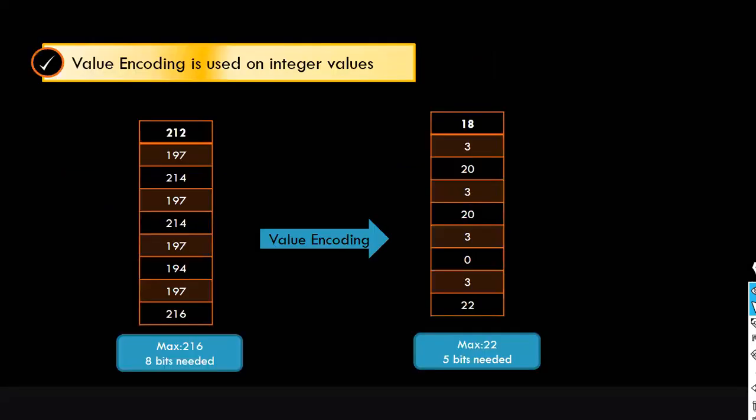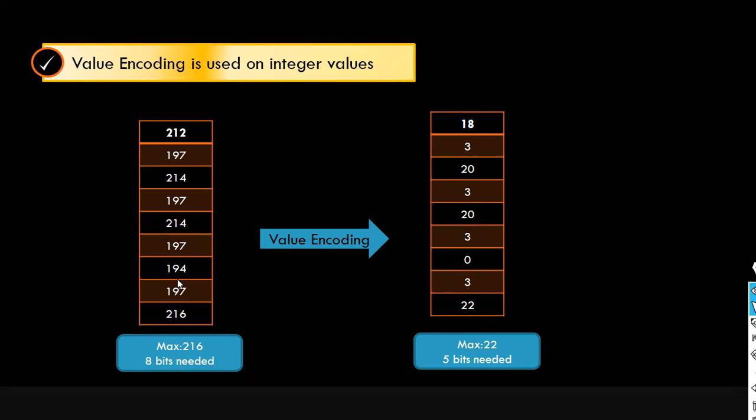So what is value encoding? That is what I said. Value encoding is applied on the integer columns, because VertiPaq converts a lot of values in Power BI to integers. So value encoding is used on integer values. This is the important point, remember this. This is the data set, the data points given to you.